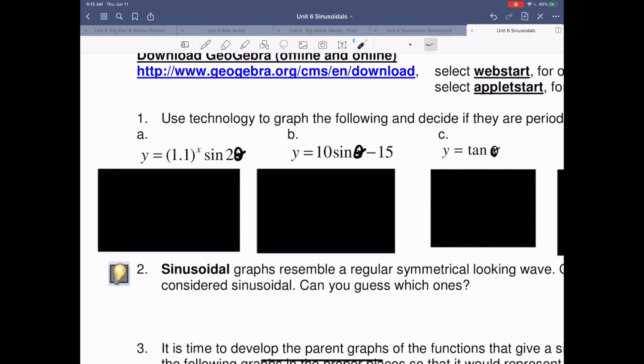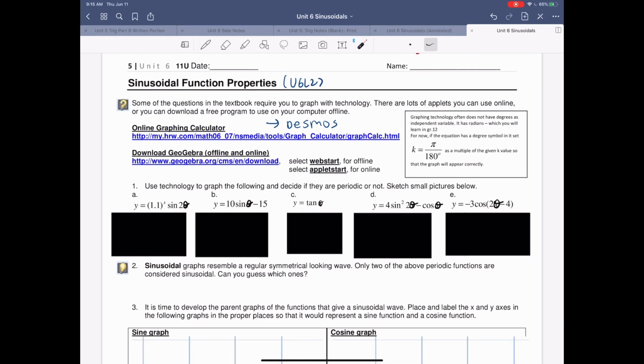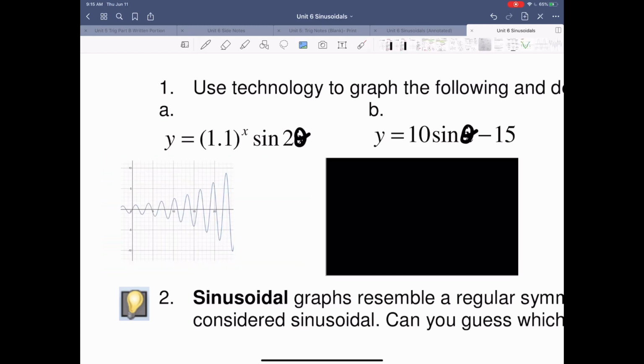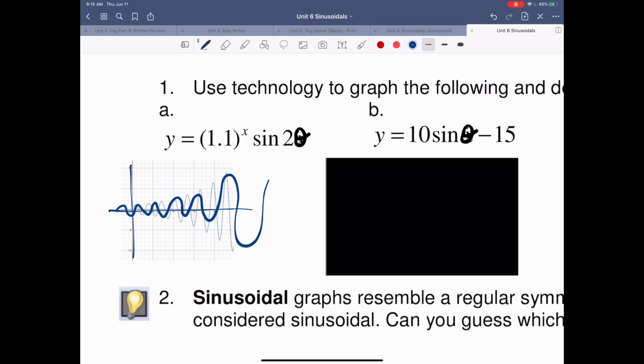So question 1, use technology to graph the following and decide if they're periodic or not. For all of these questions, I used Desmos and left the print screen here. What you're going to do is probably draw one of these on your version. It doesn't have to be crazy good, but as long as you're doing a sketch that makes sense. And then you're going to interpret it. So is this periodic or not periodic?